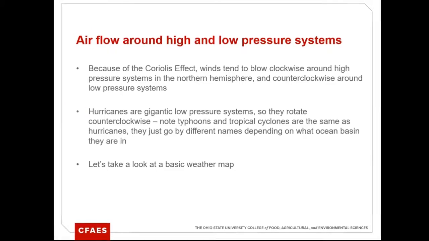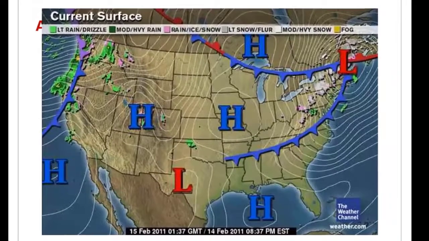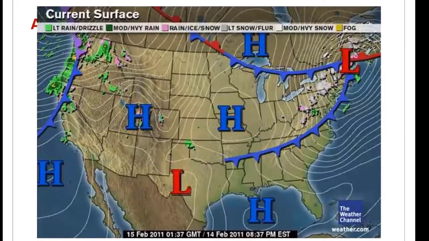Now, I want to look at a typical weather map. This is a weather map you might see when you tune in to the weather. This is a configuration from February of 2011. You can see that it is, in fact, a winter configuration. All right. Based on what you know now, you should be able to look at this map and tell where the winds are blowing at various places.